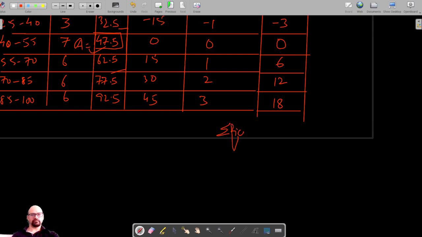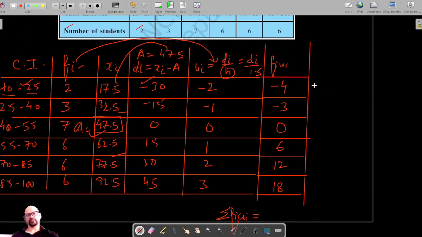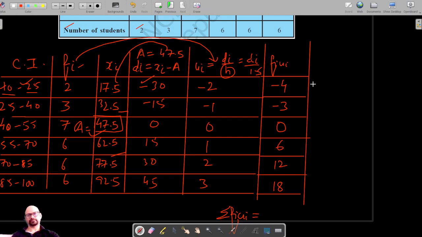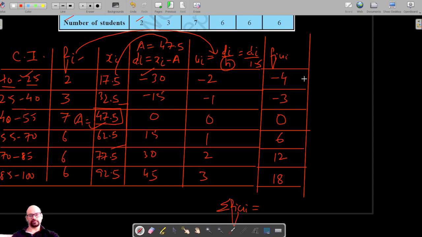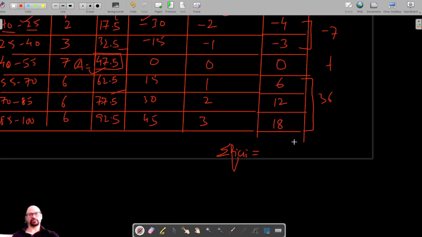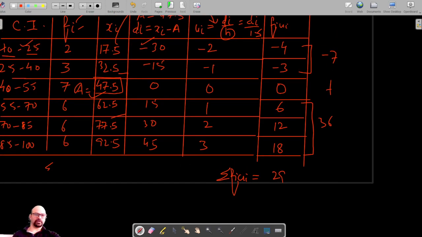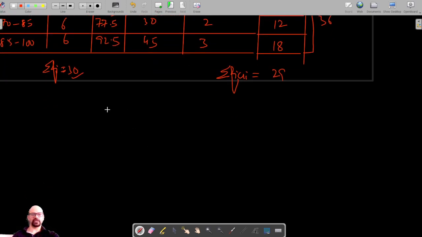And now sigma fi into ui will give me, if I add all these values, minus 4 minus 3 is negative 7, 6 plus 12 is 18, 18 plus 18 is 36, and 36 minus 7 will give me 29. And sigma fi, we already know the total number of students was 30, so add them, it will give us 30.